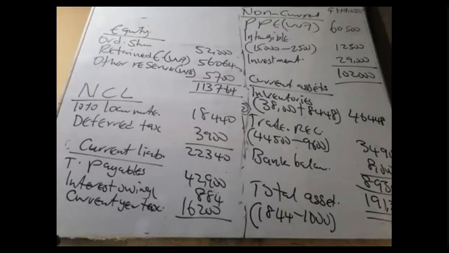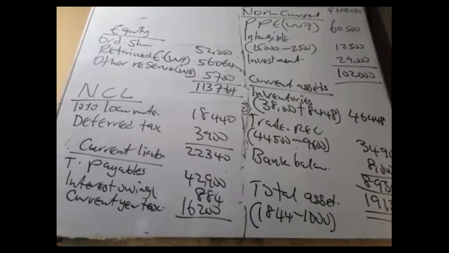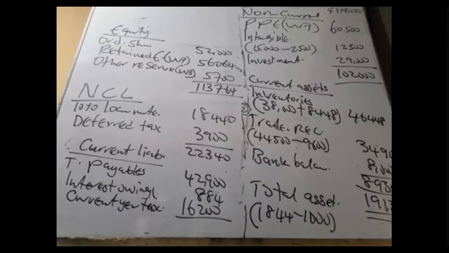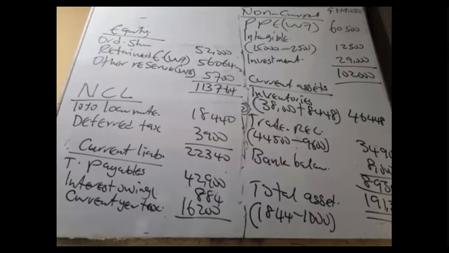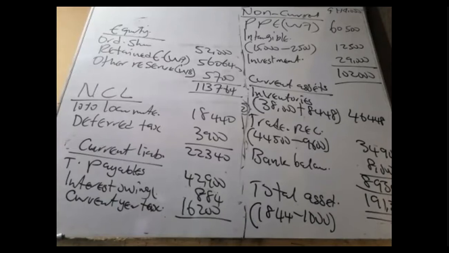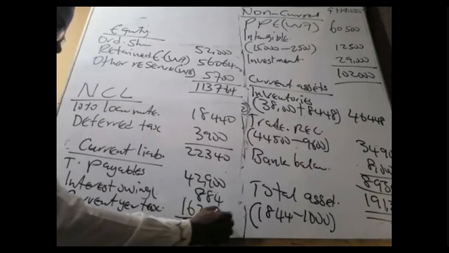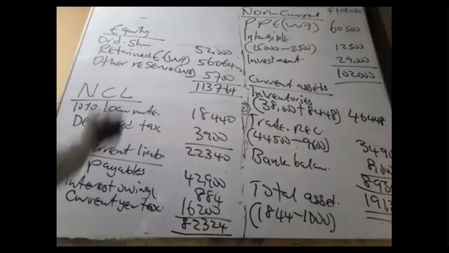59,994. No, I don't agree. The under provision is not part, only the current year tax goes to the financial position. The under or the over is not part. That means you are adding only the current. I want everything, the non-current plus the current. Okay, 82,324.